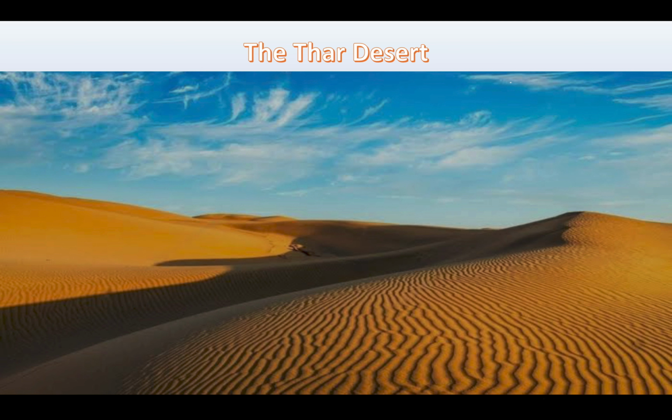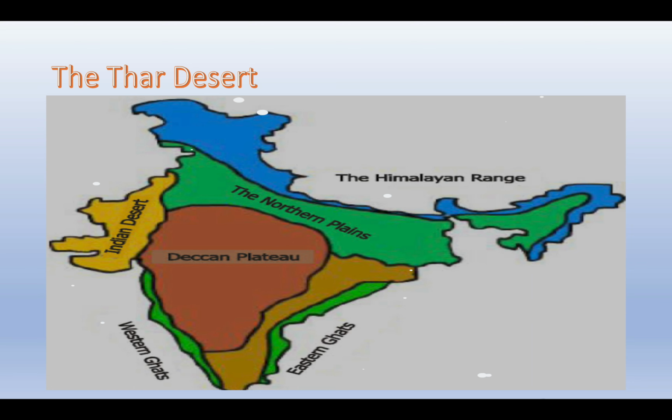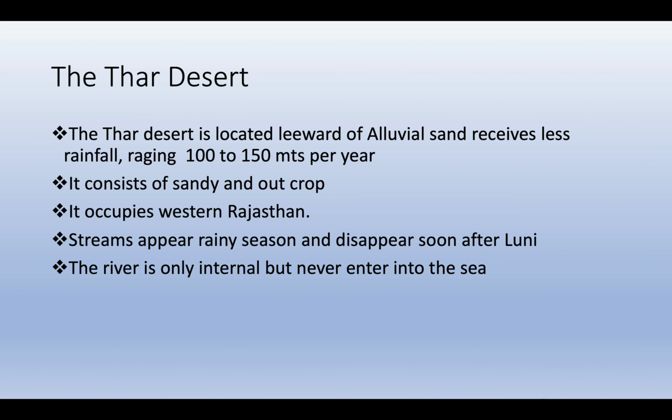Next is the Thar desert. This is one of the important features. The Thar desert is located on the leeward side of the Aravallis, receives less rainfall ranging from 100 to 150 millimeters per year, and consists of sandy plains and rock outcrops. It occupies western Rajasthan, so we see the Thar desert in Rajasthan state. In this desert we see only one river, which appears during the rainy season and disappears afterwards. The river's name is Luni. This river never discharges its water into any sea; rather, it disappears in the desert itself.